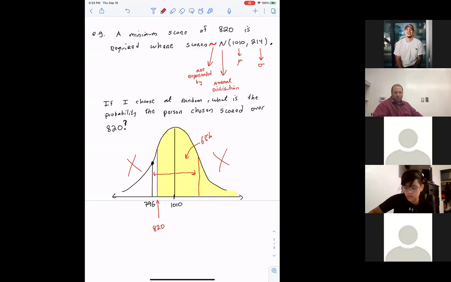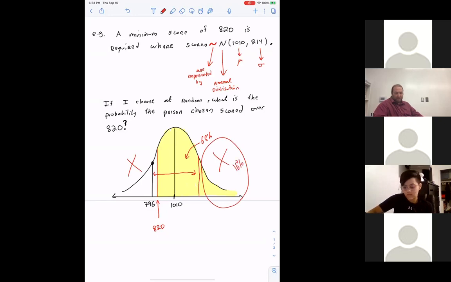32, which means this part has to be how much? 32... no, that's 16. 16%, because it's 32 together between the left and the right, which means just the right has to be 16. Correct? Yes. And 68 and 16 gives us 84. So if I went all the way to 796, that would be 84%.